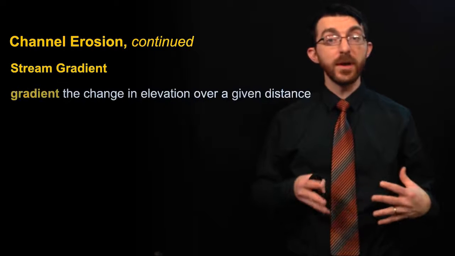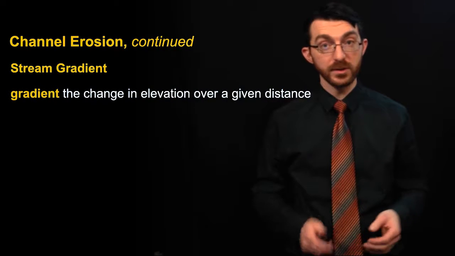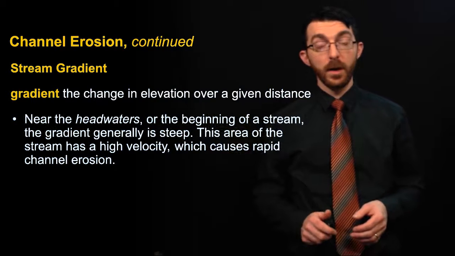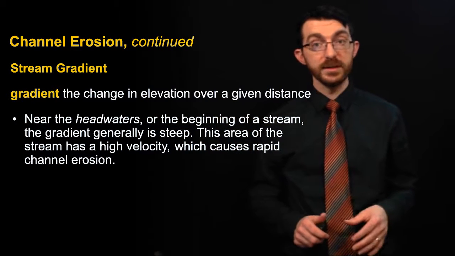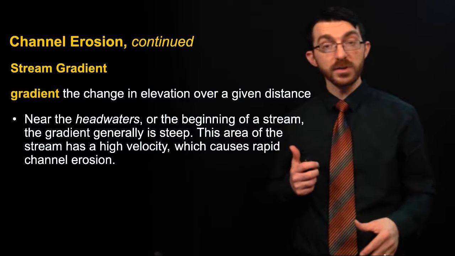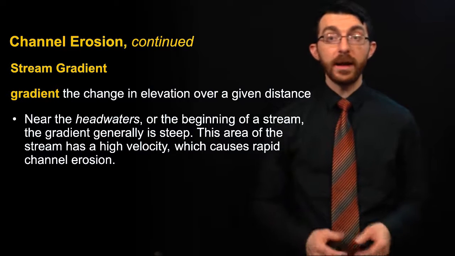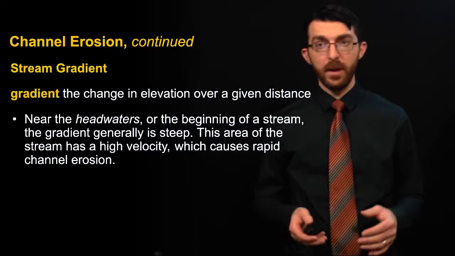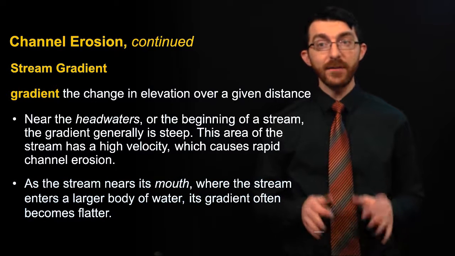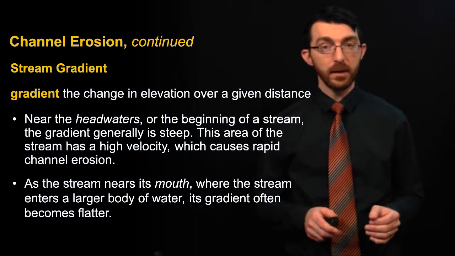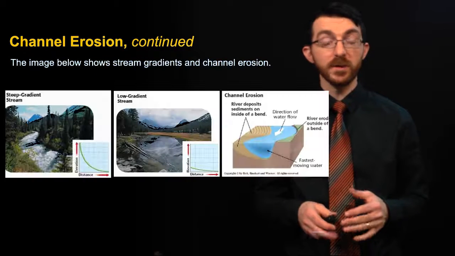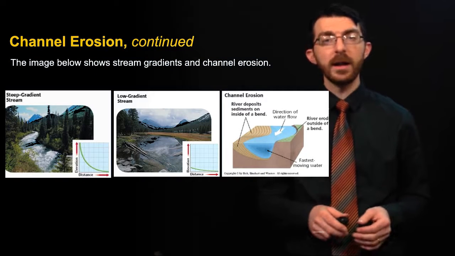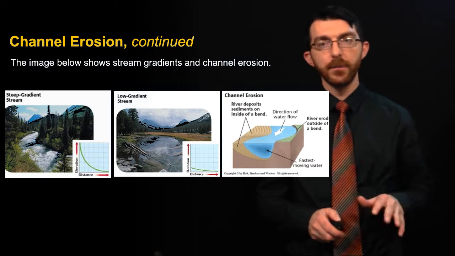Swift streams erode their channels more quickly than slow-moving streams do. A stream gradient is the change in elevation over a given distance. So near the headwaters, or the beginning of a stream, the gradient generally is steep. The area of the stream has a high velocity, which causes rapid channel erosion. As the stream nears its mouth, where the stream enters a larger body of water, the gradient often becomes flatter.